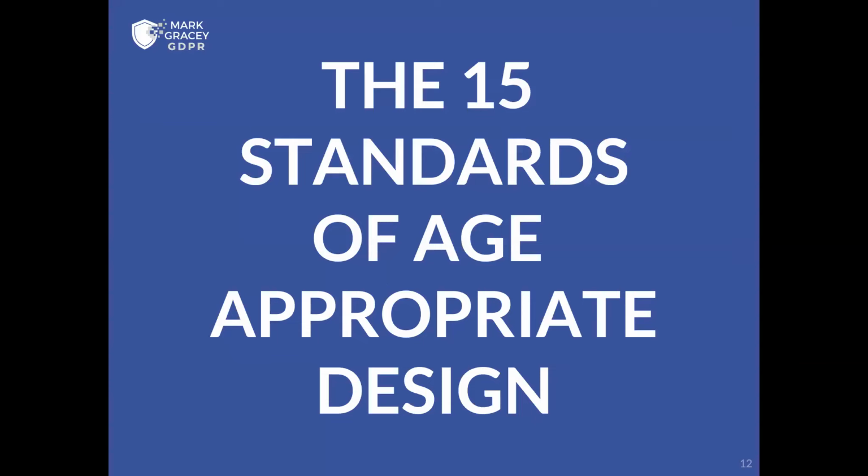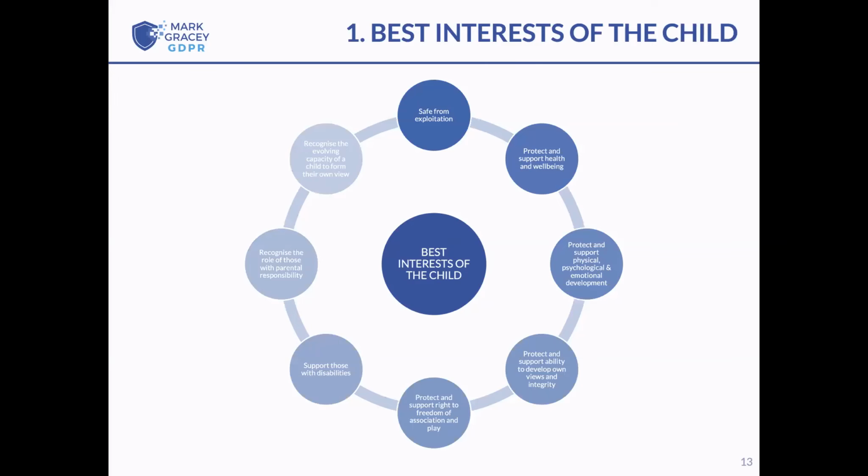So the core part of the code of practice are basically the 15 standards of age appropriate design. And I'm going to go through each of these very quickly, because we haven't got all day. But I'm pretty much summarizing the key aspects that the ICO set out need to be considered for each of the different standards. So the first standard is about your data collection, your processing. What you're doing has to be done with the best interests of the child.